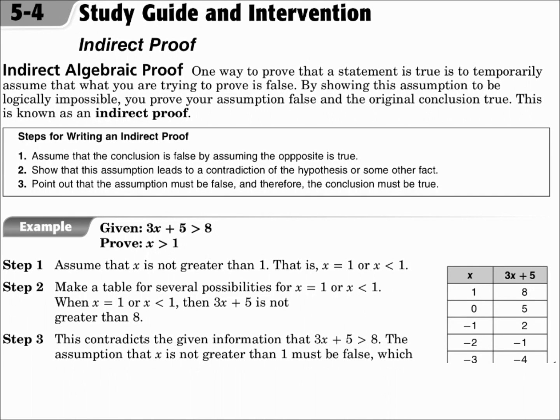This is lesson 5.4, Indirect Proof. Your objectives are to write indirect algebraic proofs and to write indirect geometric proofs.